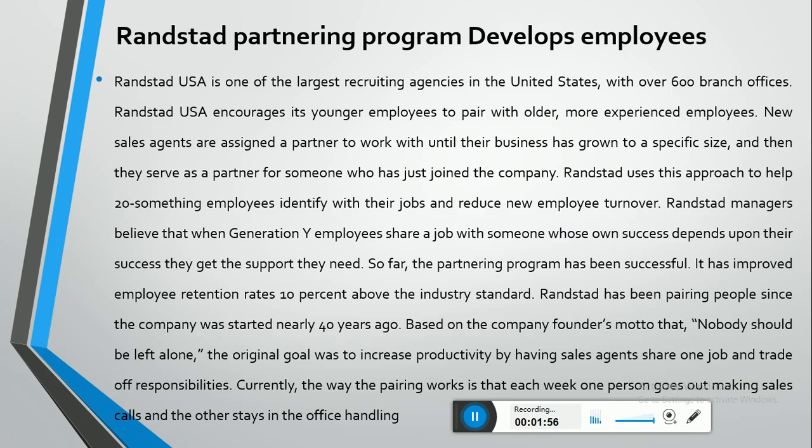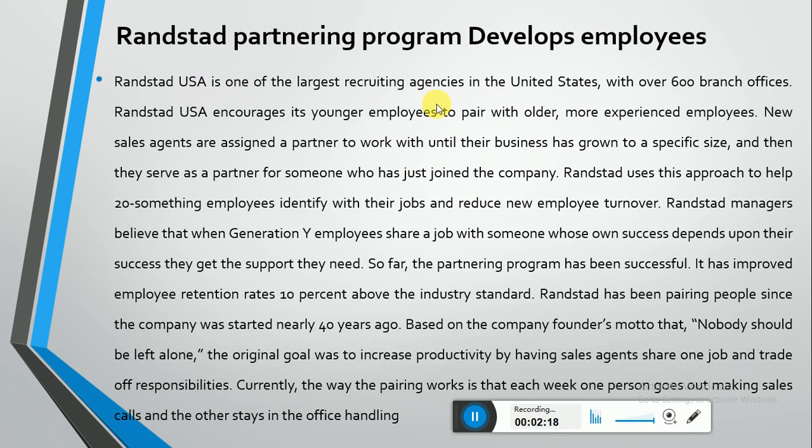Their founder says that nobody should be left alone. Their main goal, or main objective, is to increase productivity and share the one job and trade responsibilities. They work with each other in order to achieve the goals and objectives of the company. So let's read the slide.